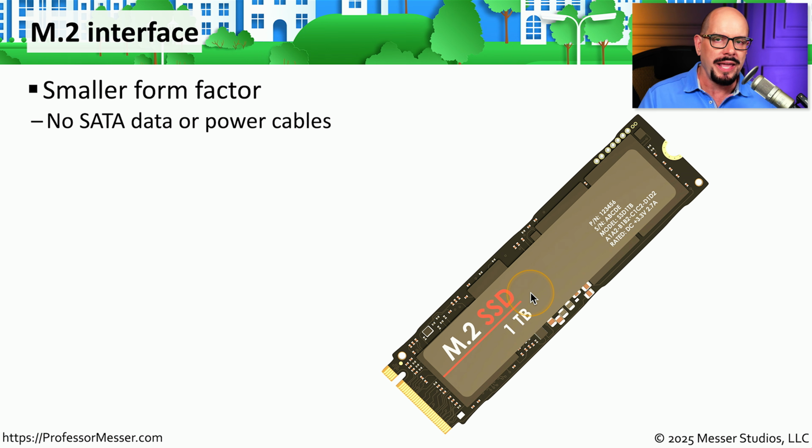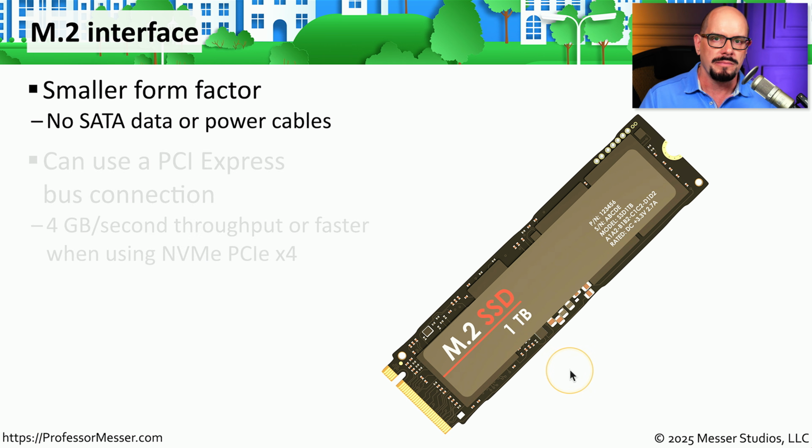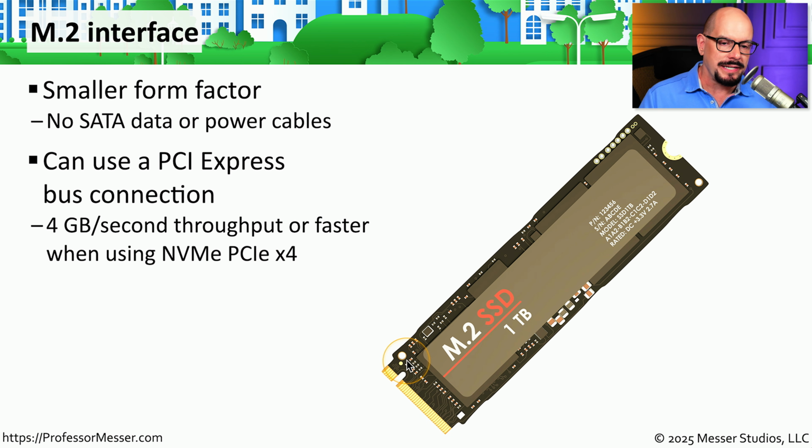The M.2 interface has become a very popular interface for most of our storage devices, especially SSDs. There's no additional cables that you need for data or power, and that M.2 drive plugs in directly to the M.2 interface on your system board. And since we are directly connecting to the bus of your system, we can take advantage of PCI Express speeds to increase the total throughput to these storage devices connected to an M.2 interface.